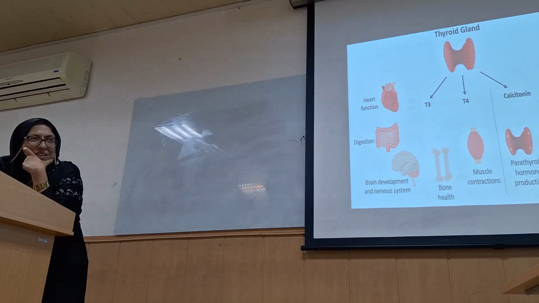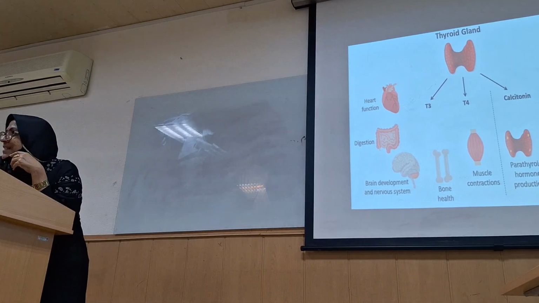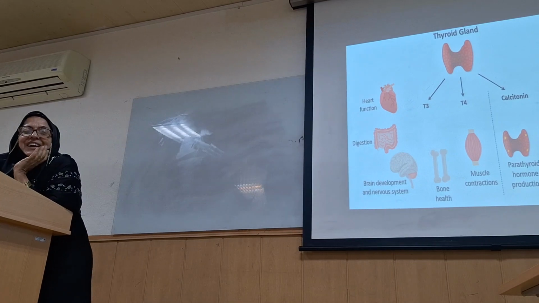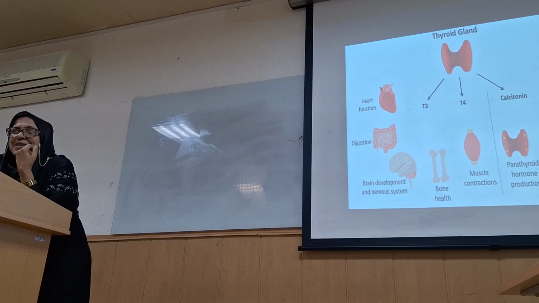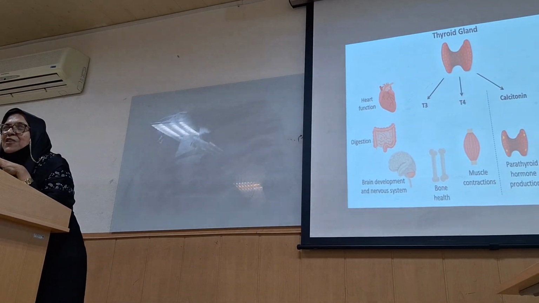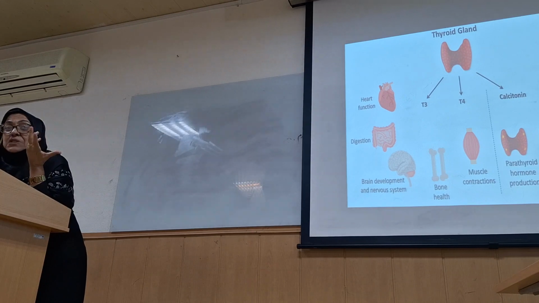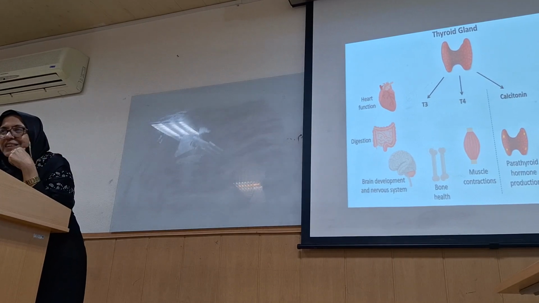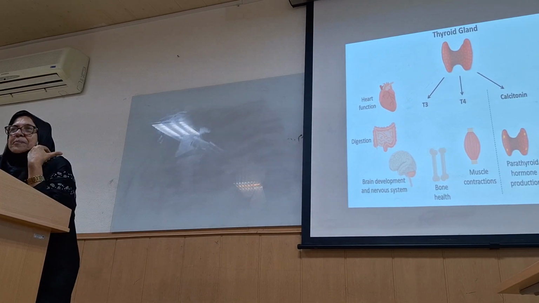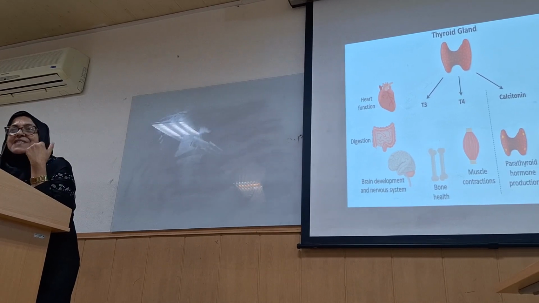cretinism. Do you know cretinism? What is mental retardation? Okay. This baby develops mental retardation. For example, this baby cannot grow well, cannot speak well, cannot walk well, cannot eat well, and so on. Because we need thyroid hormones for development of the nervous system.